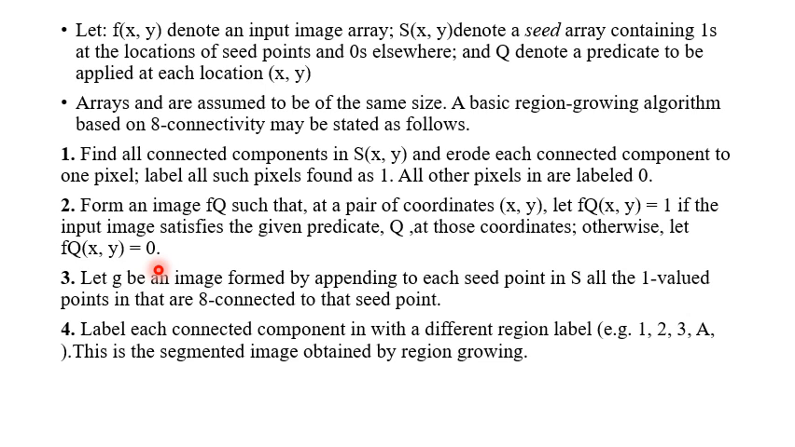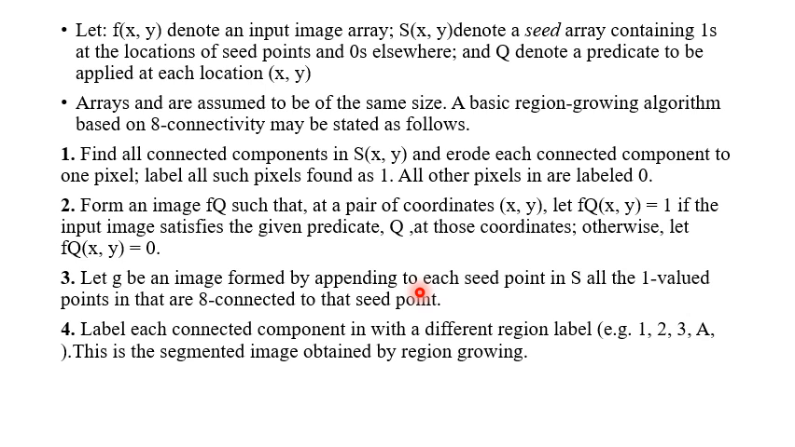I'm going to check each pixel one by one at each location. What is that location? x, y, for all x, y. If it satisfies the given predicate, I'm going to make that value 1, else I'm going to make it 0. Now, the new image, let it be G, be the image formed by appending to each seed point.